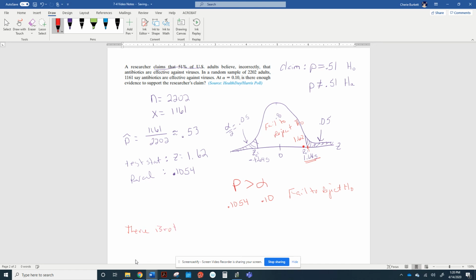There is not enough evidence at 10% significance level to reject the claim that 51% of adults believe incorrectly that antibiotics help a virus.